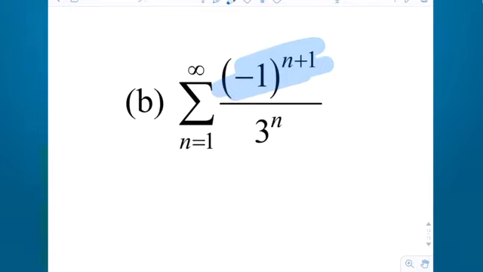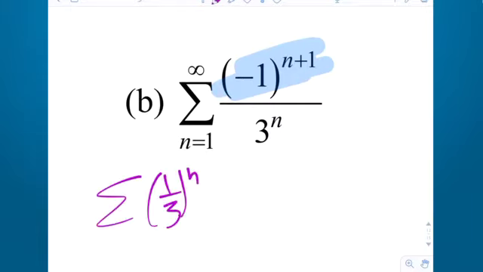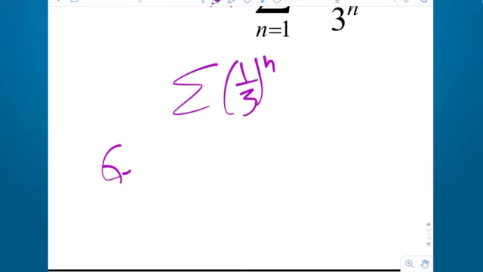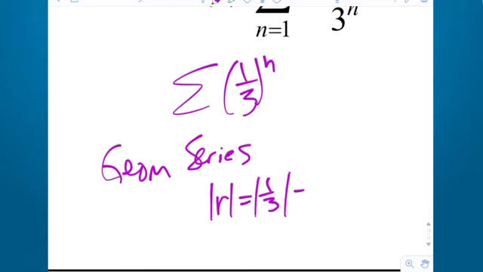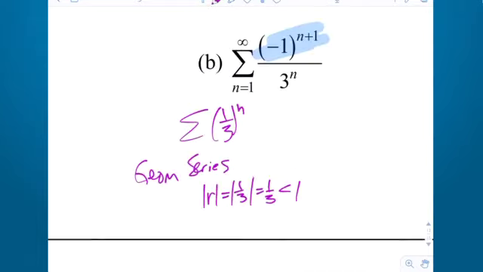Cover this up now and pretend it was never there. Now you're working with just 1 over 3 to the n, which is the same as 1/3 to the nth power, right? And what is 1/3 to the nth power? This is a geometric series. And the absolute value of r is the absolute value of 1/3, which is 1/3, which is less than 1. So it's really like an exponential decay.